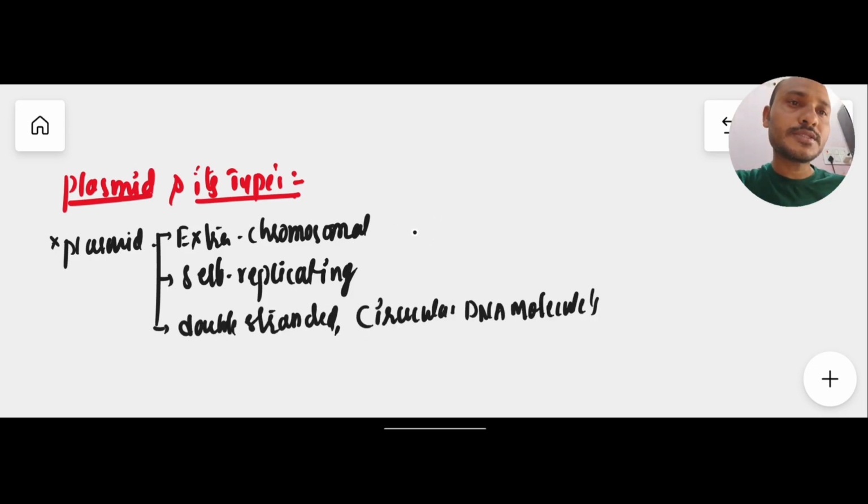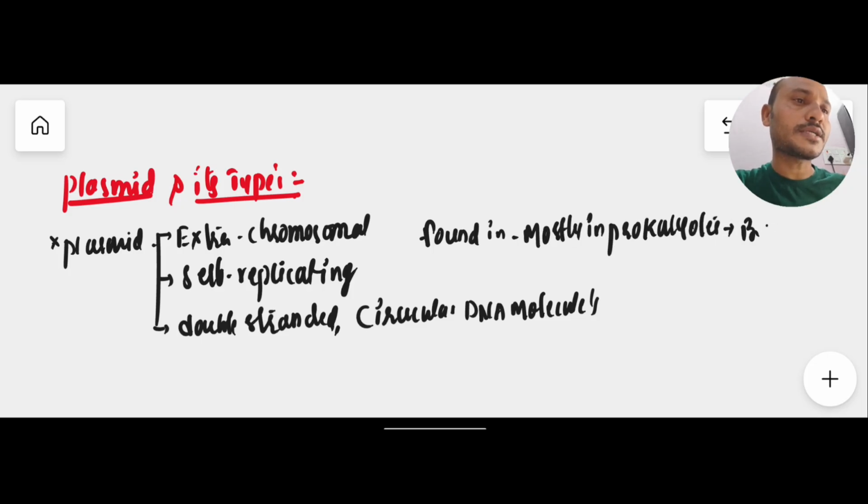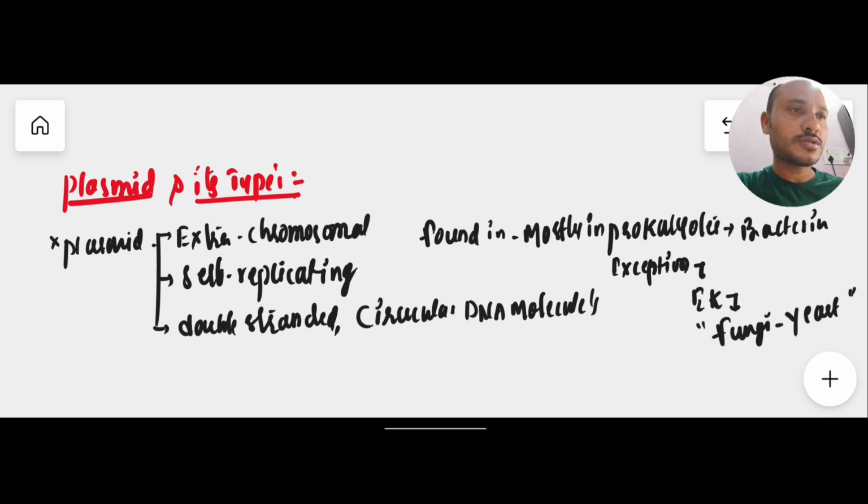These plasmids are generally found mostly in prokaryotic organisms, that is, bacteria. But there is one exception: they are also present in eukaryotes, specifically fungi. In fungi, the best example is yeast. In yeast we have seen these plasmids, but the majority of plasmids are present in prokaryotes, that is, bacteria.